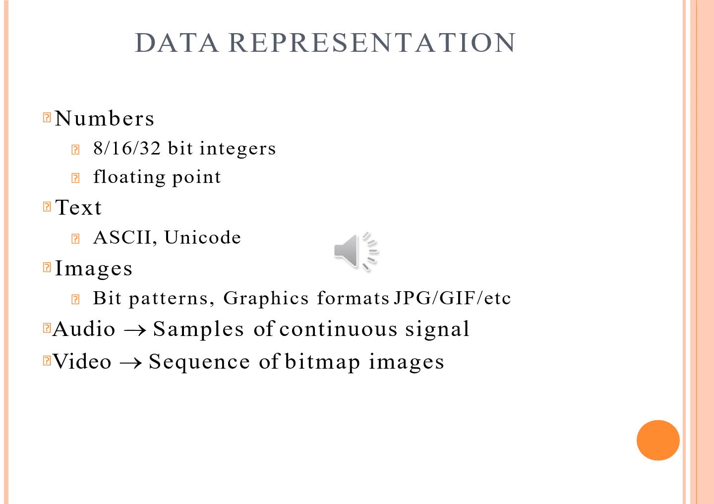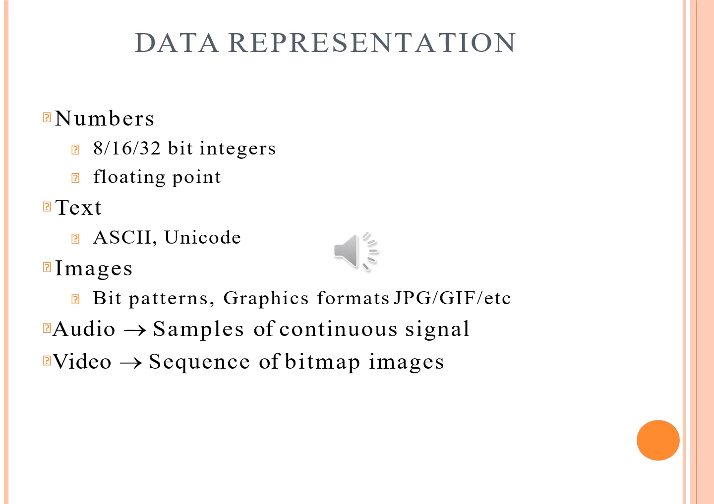Whether it is floating point, it means the data we are going to transfer within the network must be some numbers or some text, right? Text definitely includes some ASCII values and some Unicode formats, right? We have images, which means we are also able to transfer images between the network. That might be bit patterns, graphics formats, JPEG, GIF, PNG, BMP, etc., right?